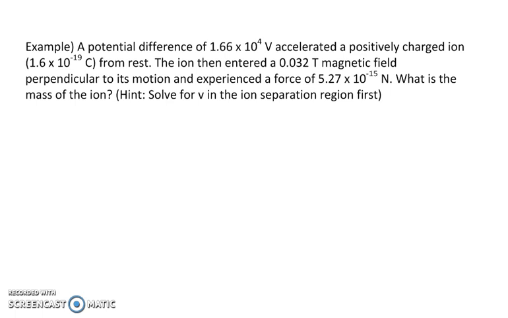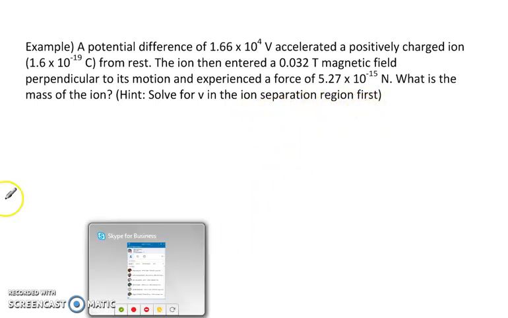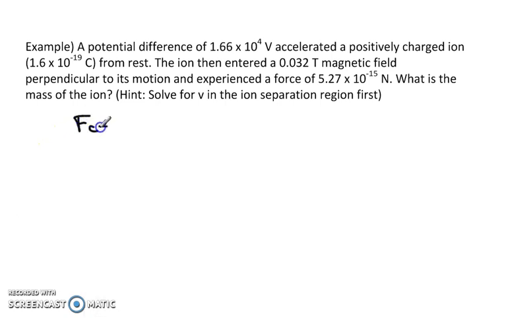Well, we're given a hint here to solve for the velocity in the ion separation region first. So this is kind of working backwards. The centripetal force is equal to that magnetic force, so we can say that the centripetal force of 5.27 times 10 to the negative 15 newtons is equal to QVB. And we're solving for velocity.